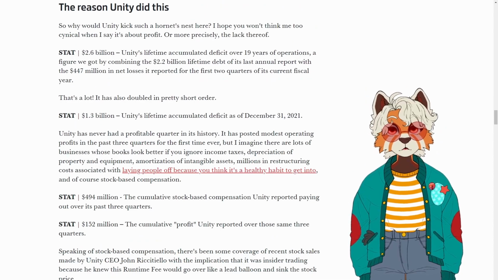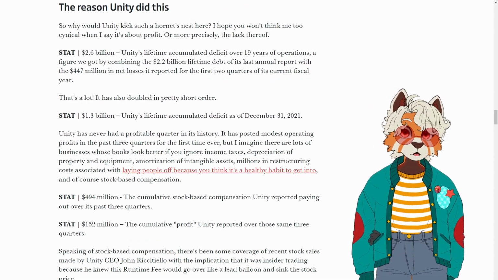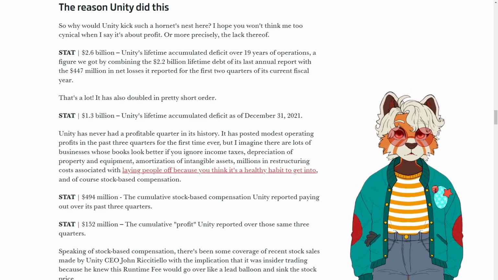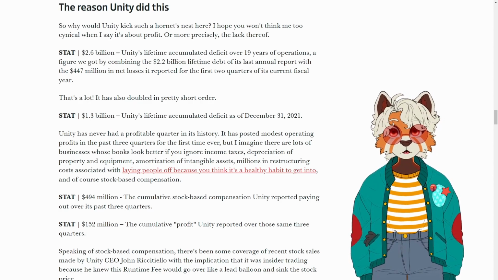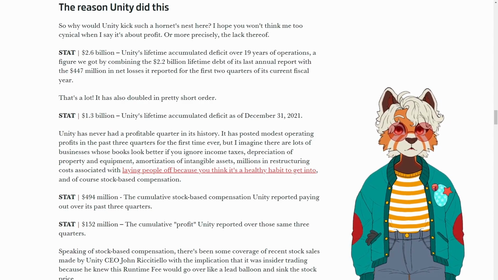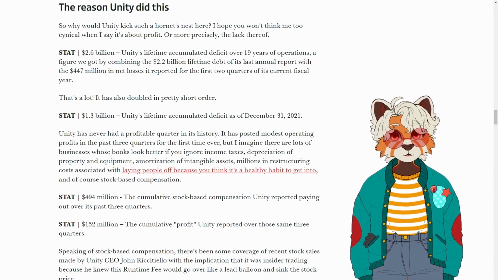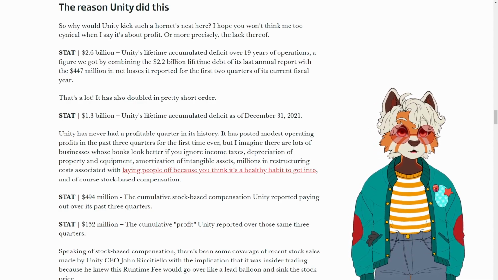And that's double their total amount of deficit when you consider that at the end of 2021, it was $1.3 billion. Unity has never had a profitable quarter in its history. It has posted modest operating profits in the past 3 quarters for the first time ever. But to quote the article, "I imagine there are lots of businesses whose books look a lot better if you ignore income taxes, depreciation of property and equipment, amortization of intangible assets, millions in restructuring costs associated with laying people off because you think it's a healthy habit to get into."